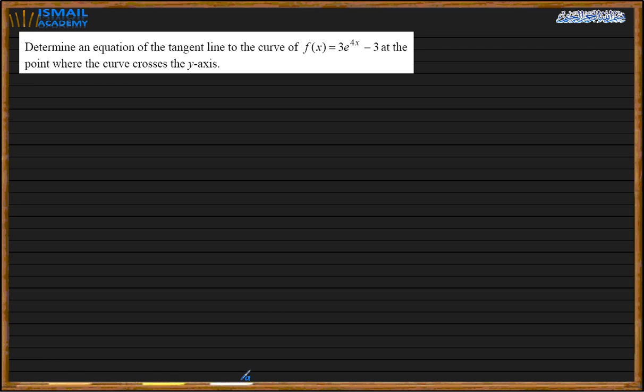Now the tangent line equation where the curve crosses the y-axis. So what does it mean to cross the y-axis? It means x equals 0. So at x equals 0, what's going to be my y? f of 0 will be 3 e to the 4 times 0 minus 3, which is 3 times 1 minus 3, which is 0. So I need to find the tangent line at the point (0, 0).